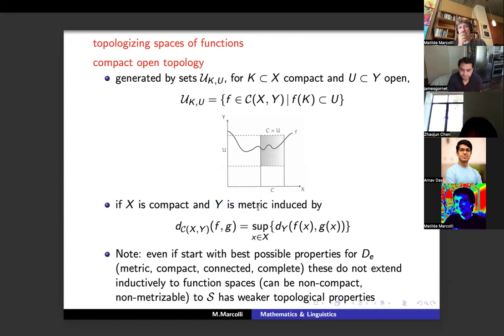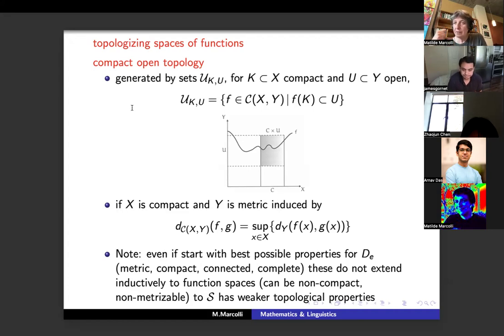So the observation is that even if you use the most well-behaved type of topology that you can put on these spaces of functions, and you start with the first one, the E, that is as nice as possible a topological space.